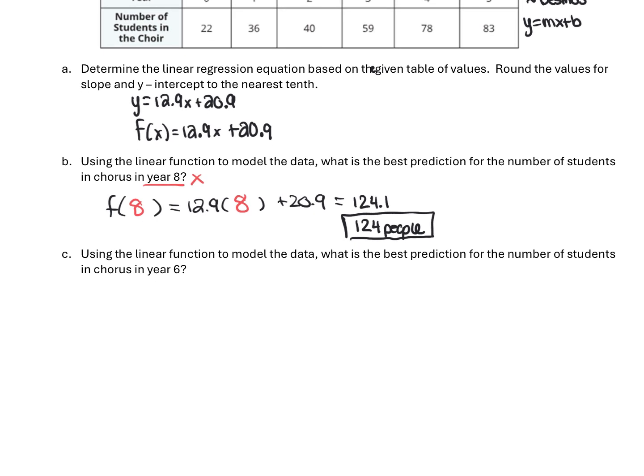In the next part, it wants the prediction for 6 years. So f of something equals 12.9 times that something plus 20.9. The something this time is 6. Just thinking, if in year 8 it's 124, my answer should probably be a little bit less than that to make it make sense. You should come up with 98.3 from the calculator. And again, you can't have part of a person, so 98 people.